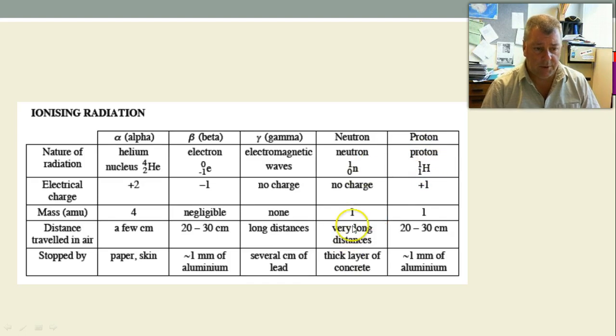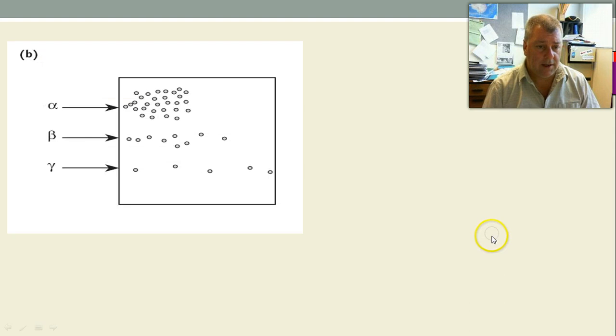And in terms of penetration, because stopped by is another way of just saying the penetrating power, the neutron obviously goes a lot further than the proton, which isn't shown in this next diagram. Let's see if I can get that up.